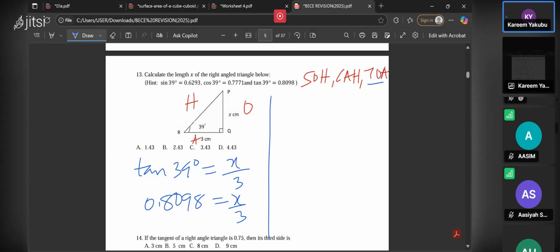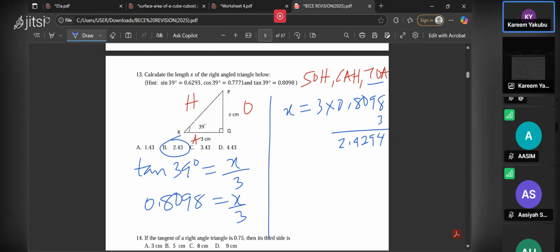So therefore we have x equals 3 times 0.8098. So we then multiply here, 3 multiplied by this. That is 2.4294. But what we have there is 2.43. So that's going to be the answer. B is going to be the answer.